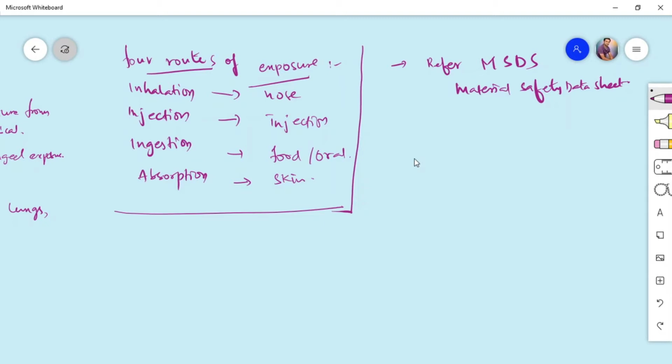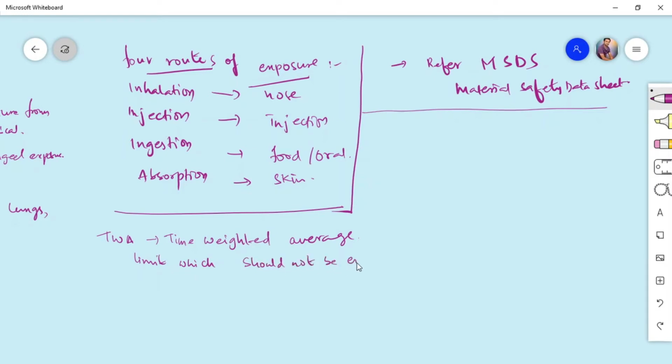Next, how do we determine exposures? Before determining exposures, we need to know a few key concepts, which is TWA. TWA is time weighted average. This is the limit which should not be exceeded.